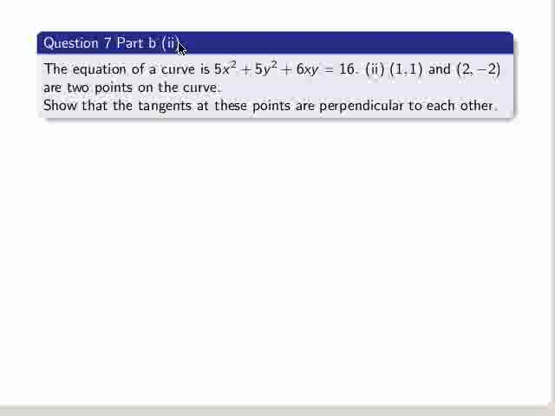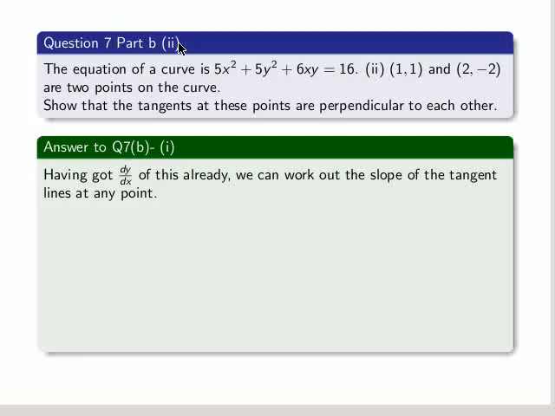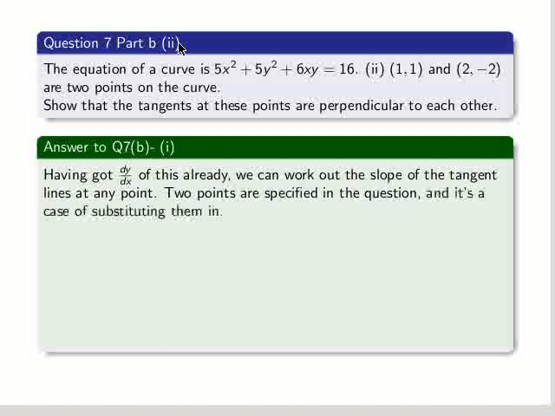So the same equation, there's a second part to this, part B. We're actually given 2 points, 1, 1, and 2, minus 2, and we have to show that the tangents at these points are perpendicular to each other. Okay, we've got dy dx already. We can work out the slope of the tangent lines at any point from this. 2 points are specified in the question, and it's a case of substituting the values in.